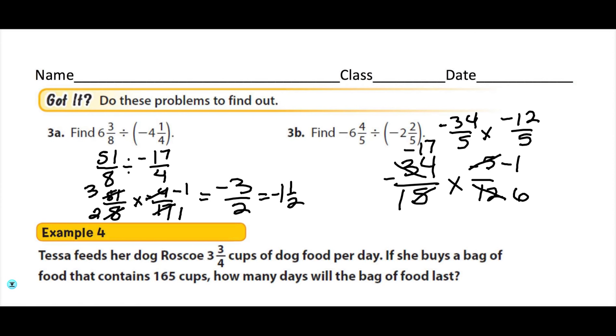So we have -17 times -1, which is going to give us +17, and 1 times 6, which is 6. And we do have to convert that. So 6 goes into 17 2 times, which is 12. There will be 5 left over, so 5/6. So 2 and 5/6.